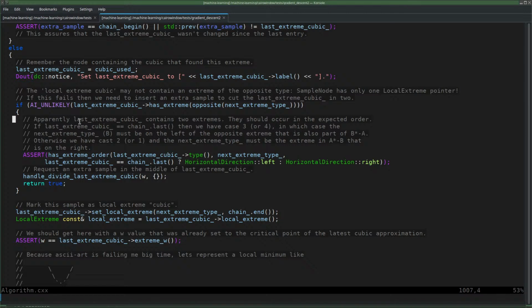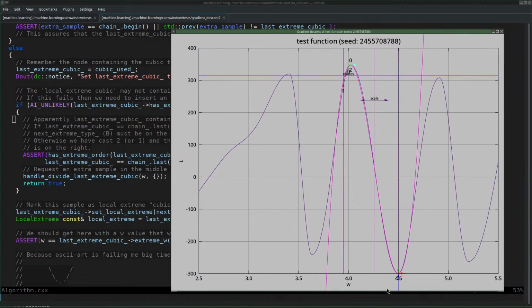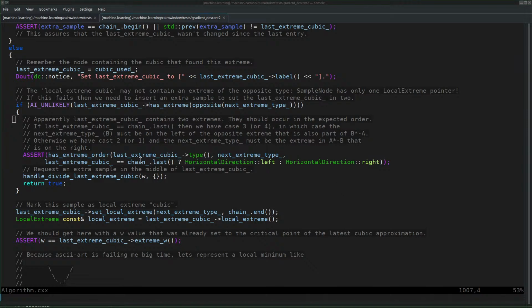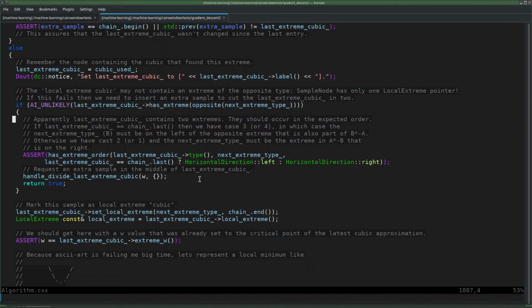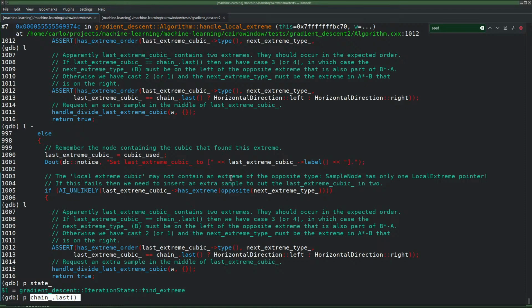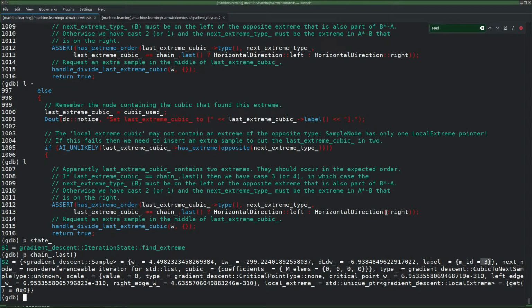And we get here. Apparently, last extreme cubic contains 2 extremes. I agree. They should occur in the expected order. If last extreme cubic equals chain last, that's not the case. This should be chain last, I think, or maybe that one was not added yet. Yeah, now I need to know how a chain looks like. And the new point was already added, I think. Well, if it was added, then that is chain last. Let's just print chain last. That's 3, yeah, so it was already added.